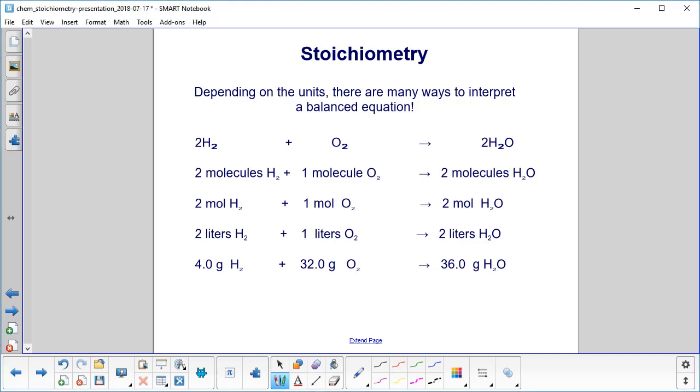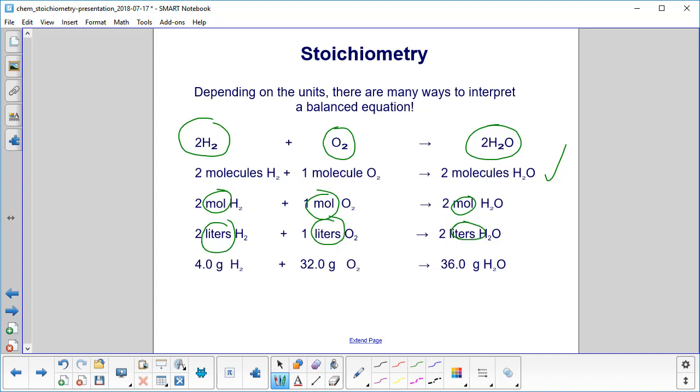Depending on the units, there are many ways to interpret a balanced equation. So here's our balanced equation: 2H2 plus 1O2 yields 2H2O. We can deal with it in molecules: 2 molecules of H2 plus 1 molecule of O2 is 2 molecules of H2O. Or we can use moles, abbreviated mol. Or we can use liters, a volume measurement. Or we can use grams. All of those come from this one balanced equation.